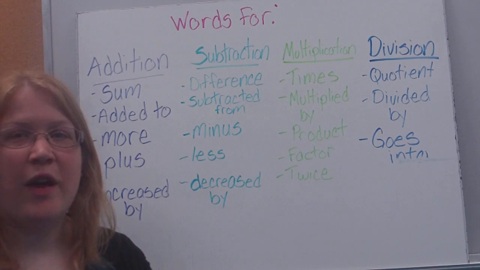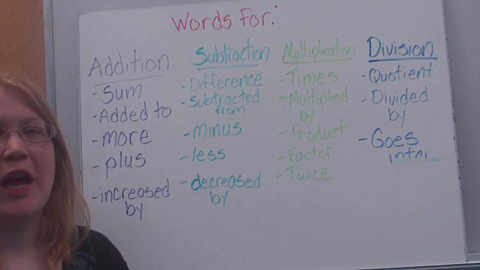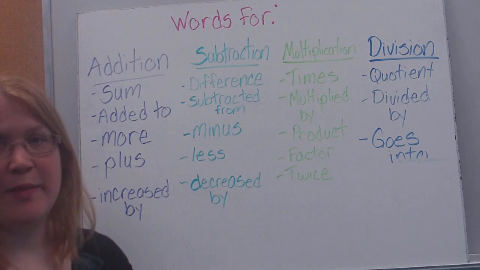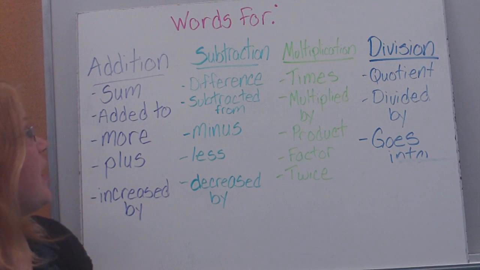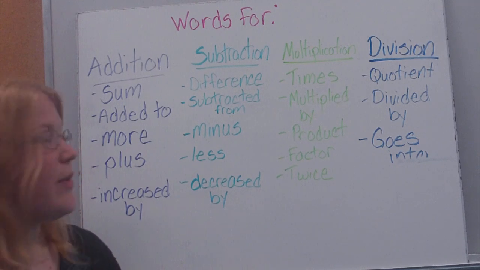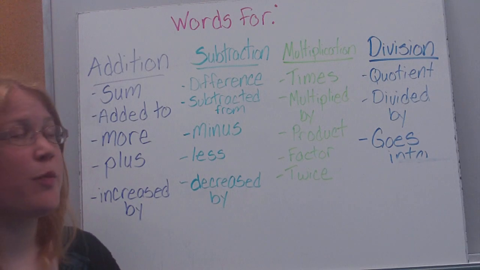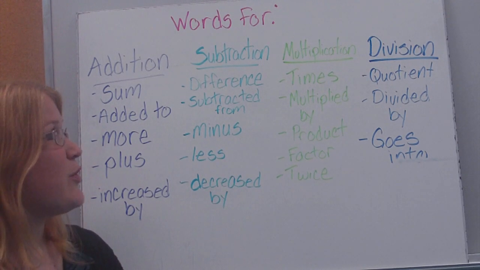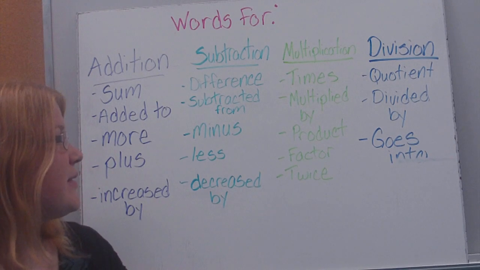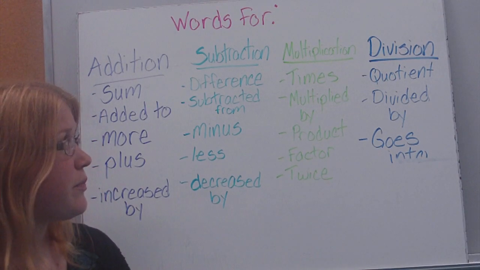So then I just wanted to give a brief review of some of the words that we typically use when we're talking about addition, subtraction, multiplication, and division, because we'll be taking word phrases and translating them into the actual numeric phrases. So addition, words that clue you in that they want you to add would be sum, added to, more, plus, increased by. There are more, but those are your most common ones. Subtraction, your most common terms you're going to find are difference, subtracted from, minus, less, decreased by. Those are all indications that they want you to subtract.